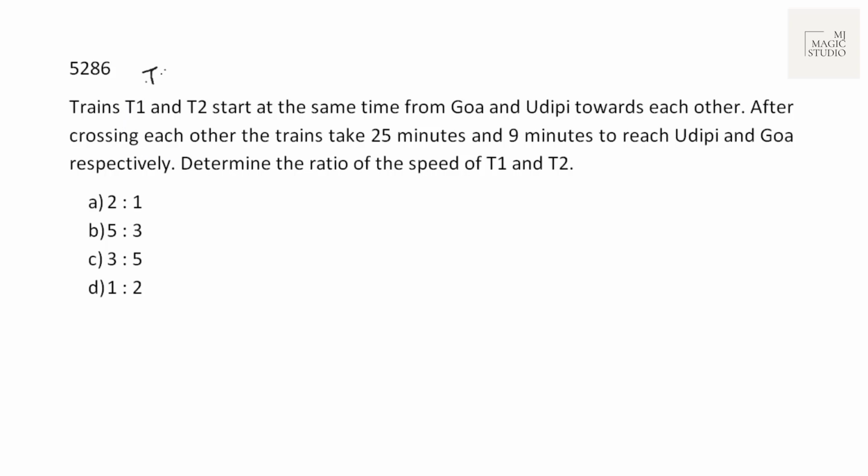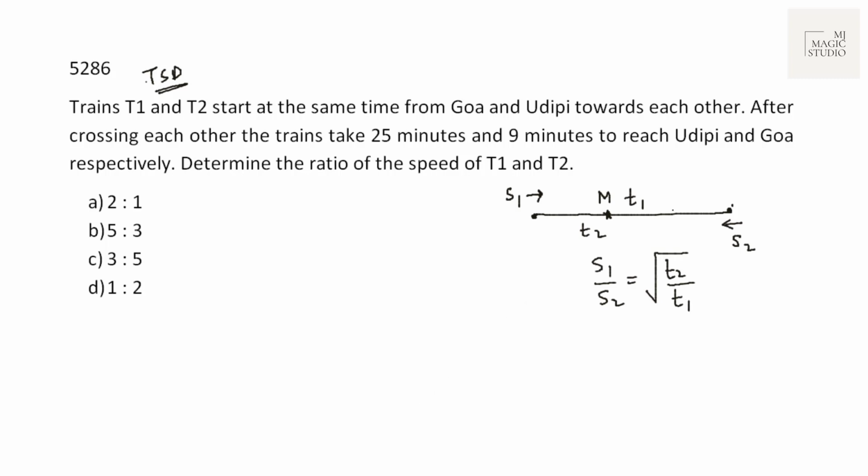Very interesting question of time, speed and distance. Before I read, let me show you this: if two bodies are moving towards each other on the same path, suppose the speed of the first one is s1 and the speed of the second one is s2, and suppose they meet at point M. After crossing each other, if the first one takes t1 time to reach its destination and the second one takes t2 time to reach its destination, then s1 by s2 is equal to root over t2 by t1. If you know this, we can solve this in no time.